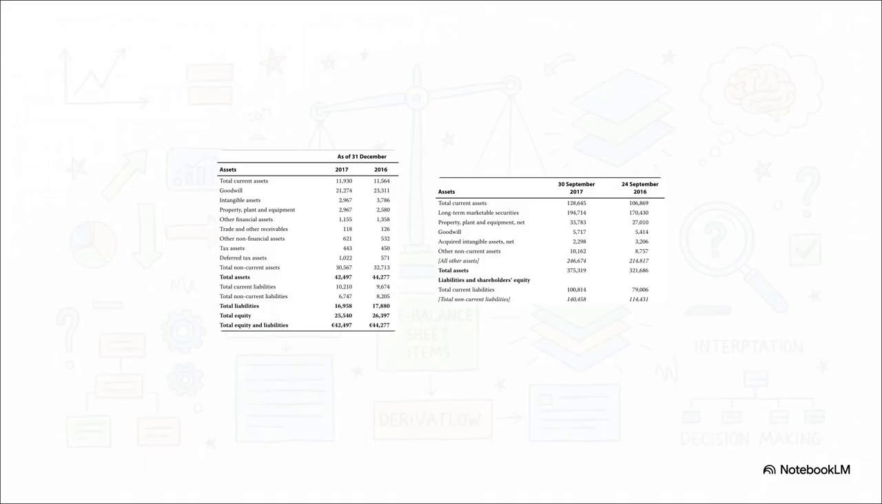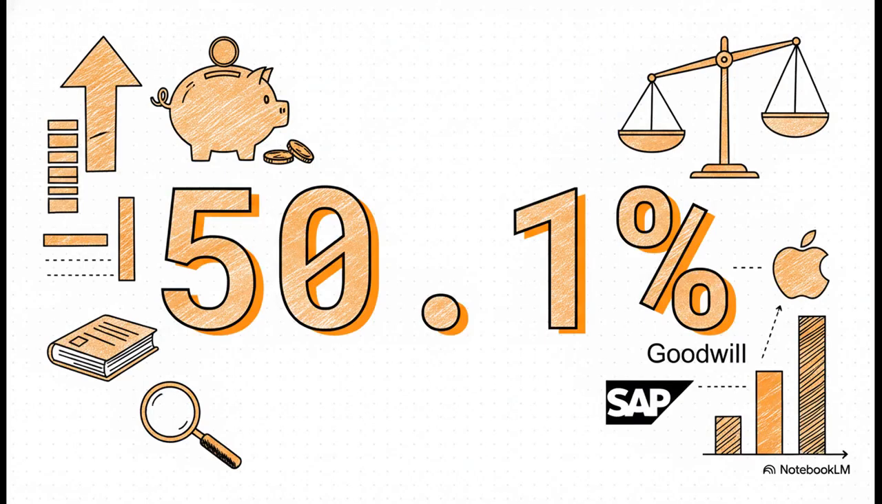Let's look at some real-world examples. Take a look at these financial exhibits from SAP and Apple from back in 2017. They perfectly highlight how goodwill completely reshapes asset composition across totally different strategies within the exact same tech sector. You see, SAP has historically been highly acquisitive, buying up a lot of companies, while Apple has usually leaned toward growing organically. And because of those different strategies, check out this number. Goodwill makes up 50.1% of SAP's total assets. That's half their balance sheet. Compare that to just 1.5% for Apple. This is a massive, massive structural difference.